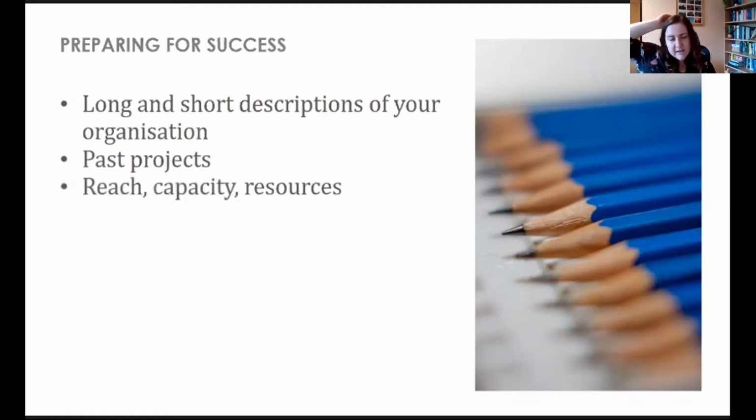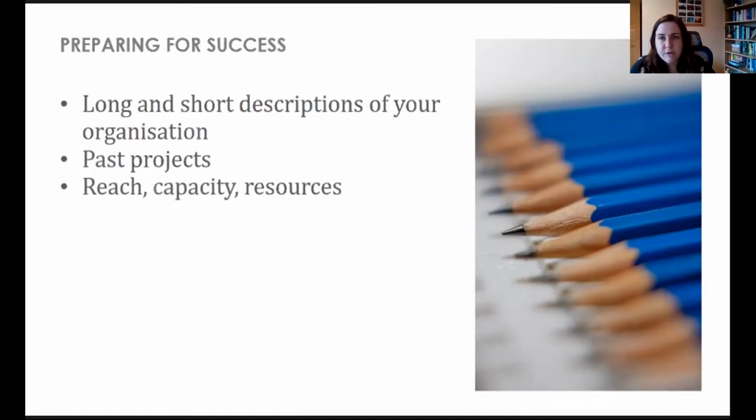The next thing then, I suppose this is touching on what you have to offer a funder. You can roughly summarize this as your reach, your capacity, and your resources. So your reach is the thing that you have that can add value to the funder's grant. They're going to invest in you, but what do you have that will add value to the project?